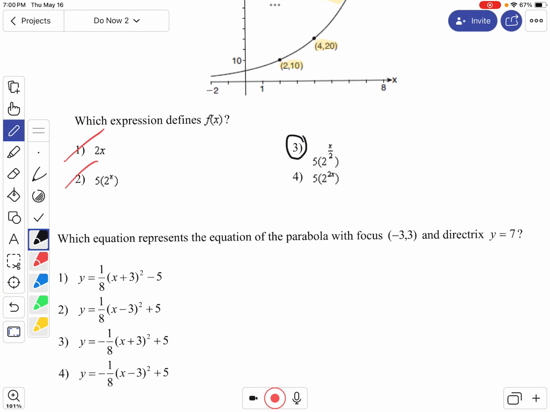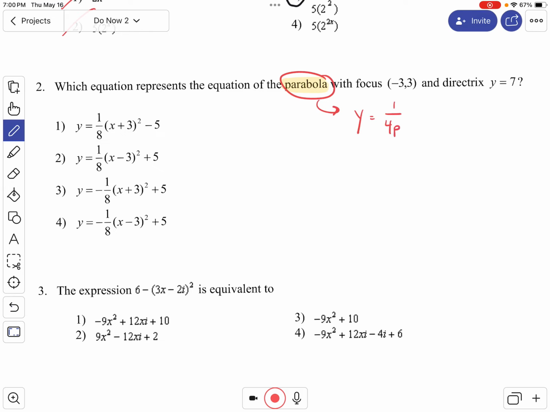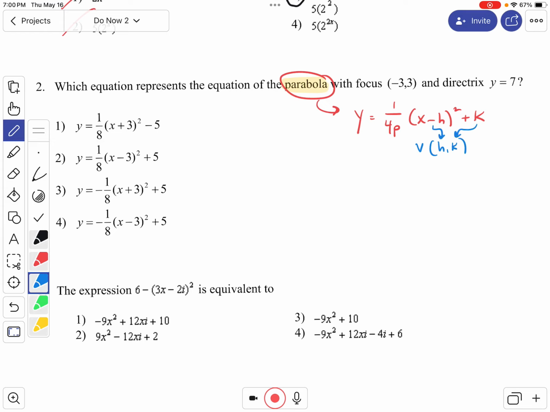All right, moving on. Which equation represents the equation of the parabola with the focus of (-3, 3) and the directrix of y equals 7? A couple things with the parabola. Whenever you have a parabola, the equation is y equals 1 over 4p times (x minus h) squared plus k, and your vertex is always (h, k). So it's always the opposite of whatever is there for x and the same as whatever is at the end.